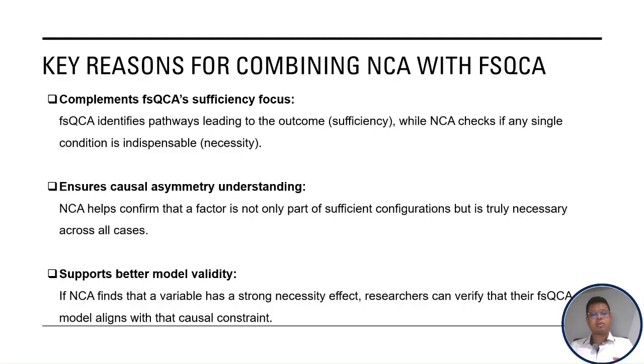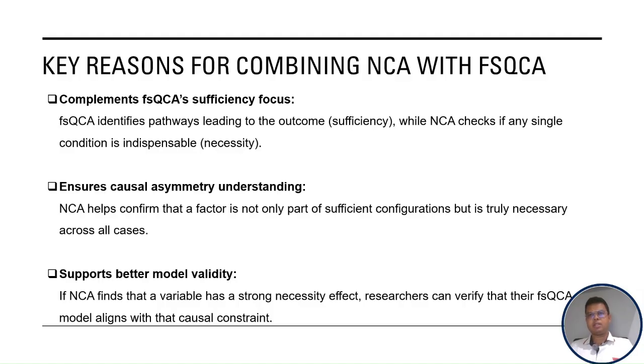Moreover, it ensures causal asymmetry understanding. NCA helps confirm that a factor is not only part of a sufficient configuration, but is truly necessary across all cases. It also supports better model validity. If NCA finds that a variable has a strong necessary effect, researchers can verify that their fsQCA model is aligned with that causal constraint.